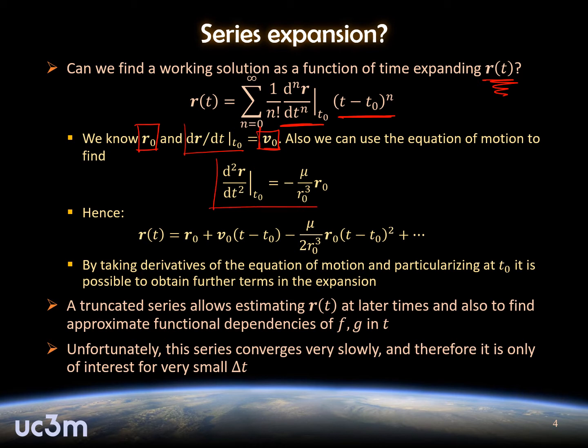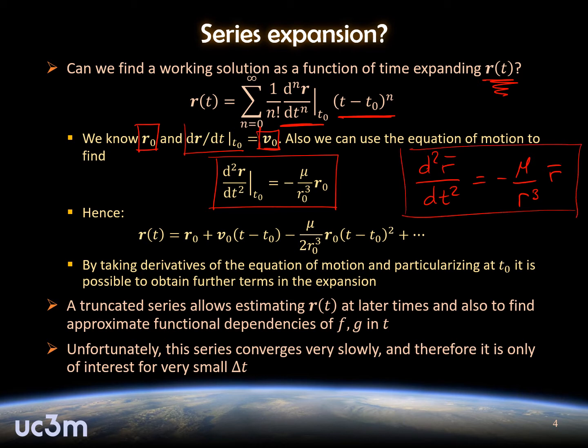If you take the equation of motion of the body and you particularize it at t0, you obtain this value for the second derivative. Moreover, this equation before you particularize it allows you to obtain any other derivative that you want. If you start with the non-particularized expression and you take further derivatives in time, you can get the third derivative, the fourth derivative, and so on. So this allows you to write the position vector as this series expansion.